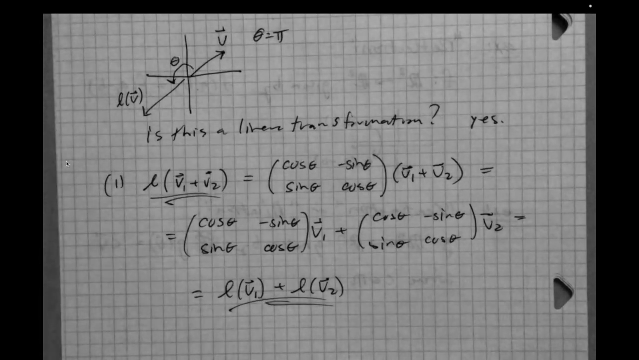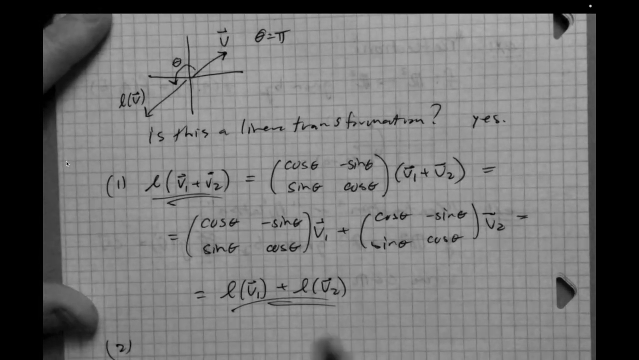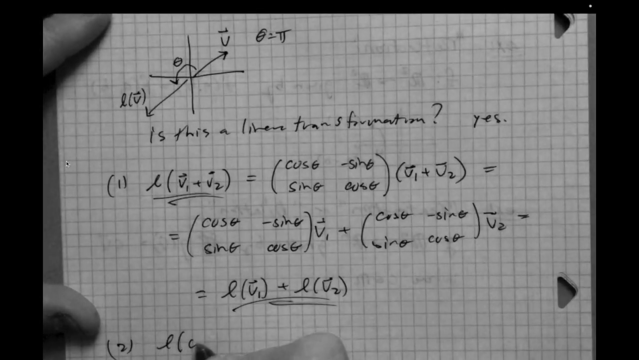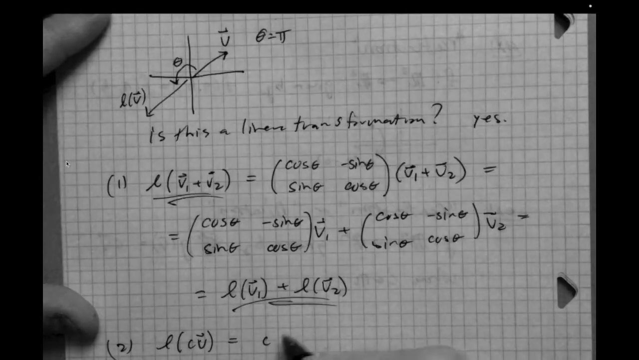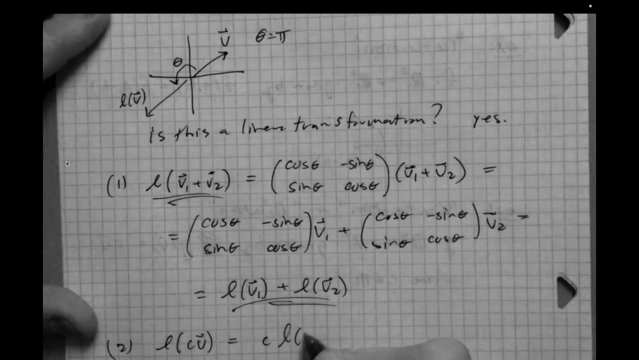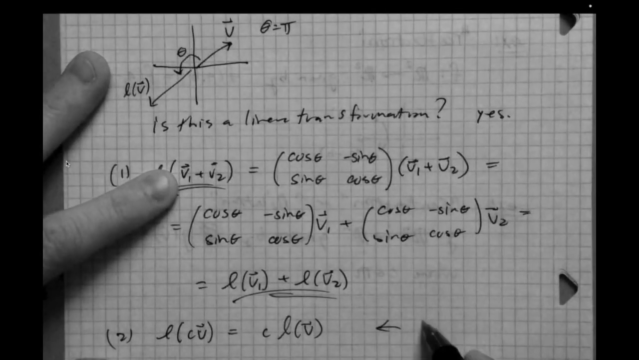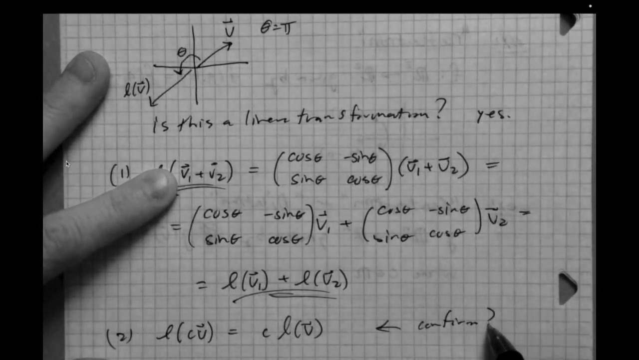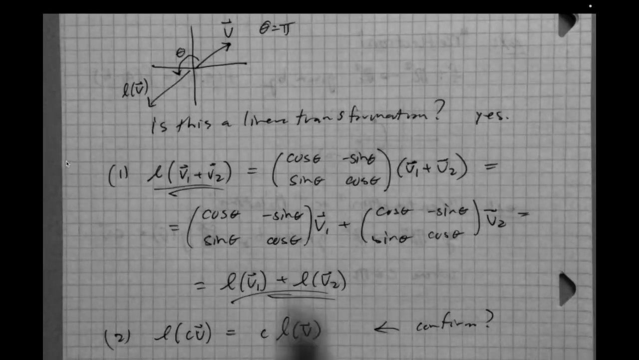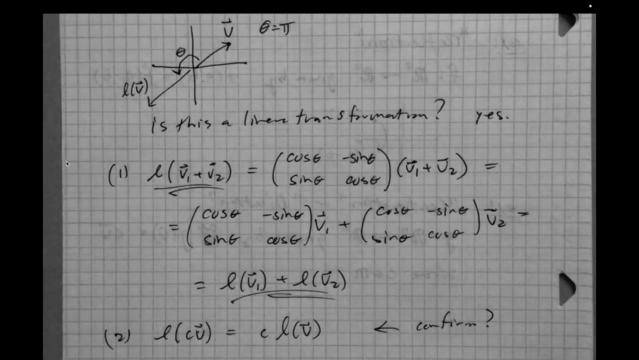The second property is really obvious, so I'll just state it. L applied to c times v is obviously equal to c times L of v, right? Spend 2 seconds and confirm this. Pause the video and do the exact same thing up here, and you'll see that I can clearly pull out the c here.